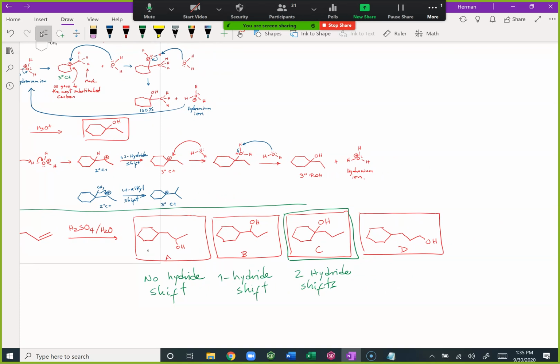what kind of product is D? Anybody? Think Markovnikov. Someone in the early class figured it out. What is it? Is it Markovnikov or anti-Markovnikov?